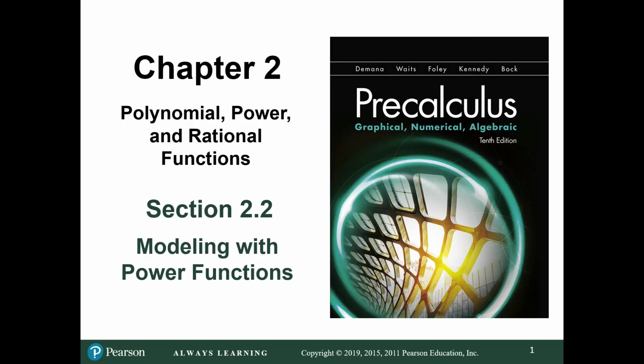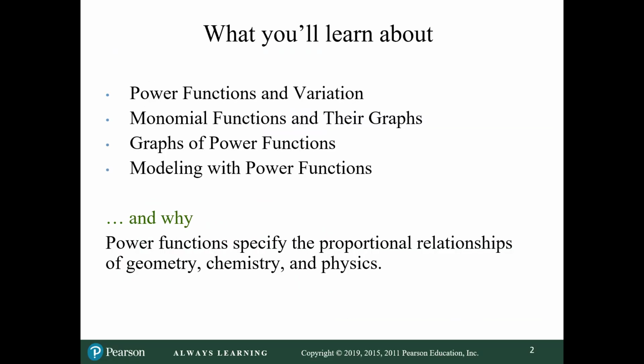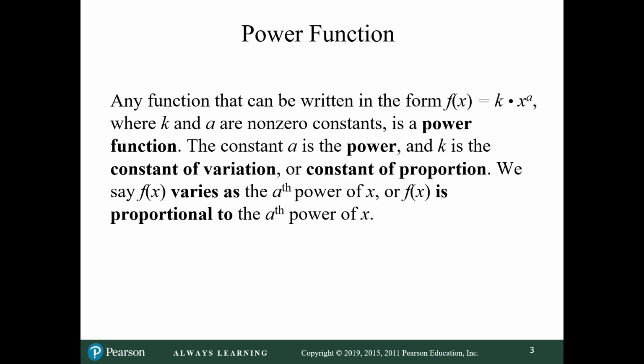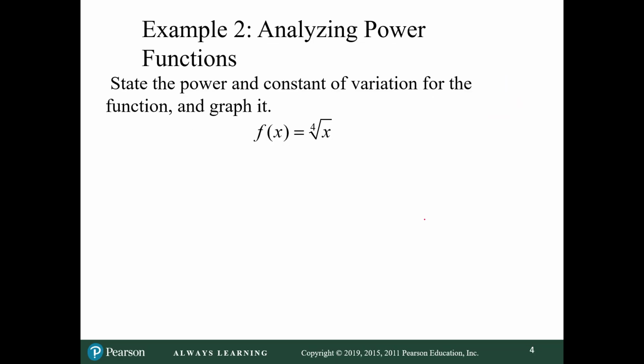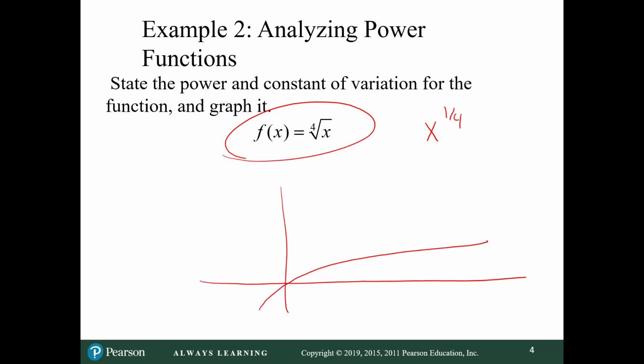So power functions are basically any function with a power on a variable. Okay? Power on a variable is a power function. k is the coefficient, a is the power on the variable. So this is a power function. The fourth root of x means x to the 1/4 power. Okay? What does the graph look like? Well, it looks like that.